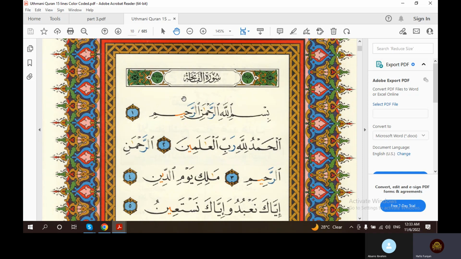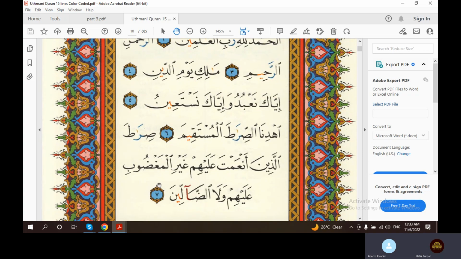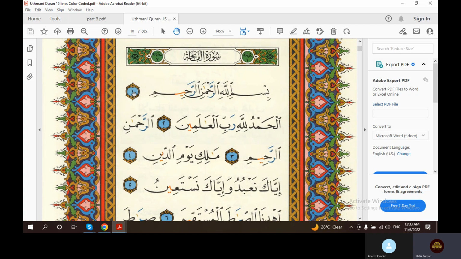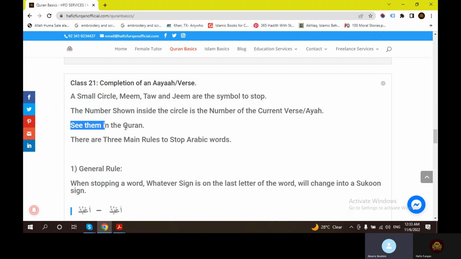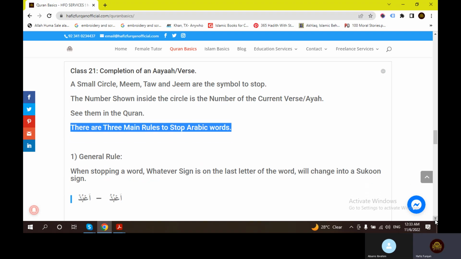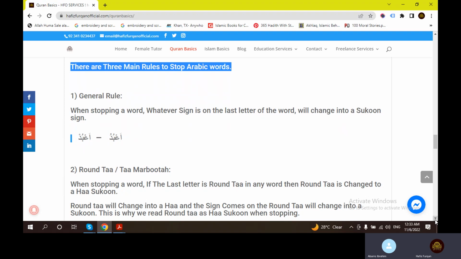Okay, so how many ayahs are in Surah Al-Fatiha? 1, 2, 3, 4, 5, 6, and 7. There are 7 ayahs, right? Yes. So this is a stop sign, and the number inside that circle is called the number of the ayah. Okay, see them in the Quran. I already showed that. There are 3 main rules to stop on Arabic words.